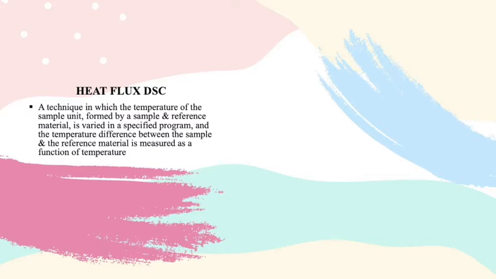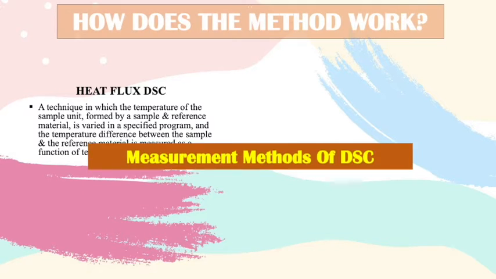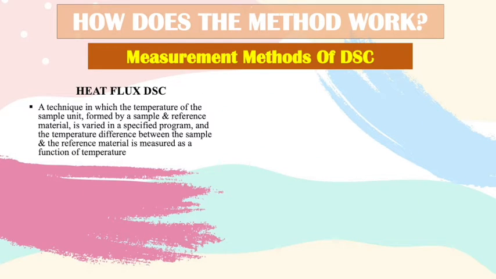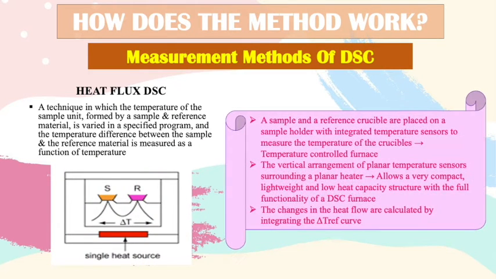So, let's start on how the method works. The first one we need to know is the measurement methods of DSC, which are divided into two: heat flux DSC and power compensation DSC. Heat flux DSC is a technique in which the temperature of the sample unit formed by a sample and reference material is varied in a specified program, and the temperature difference between the sample and the reference material is measured as a function of temperature.